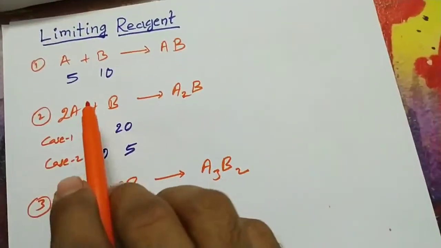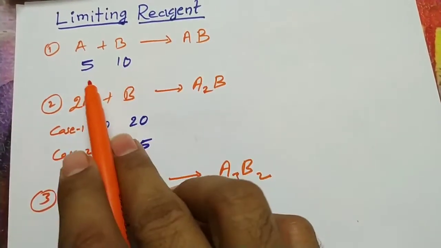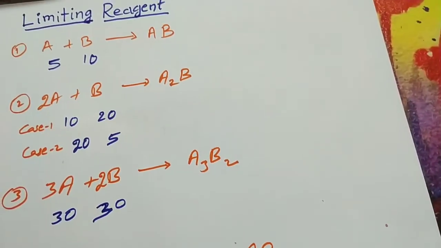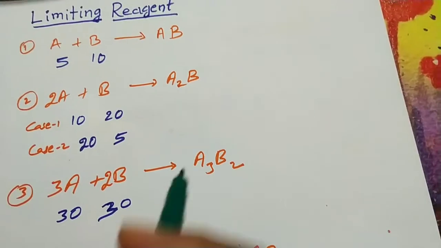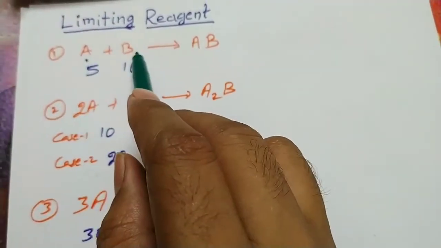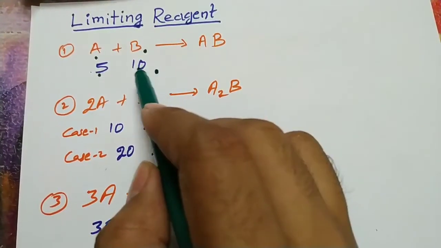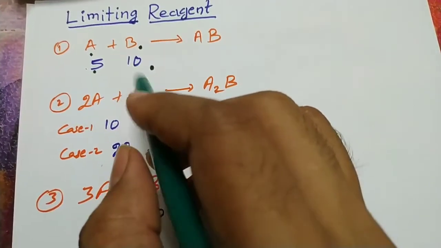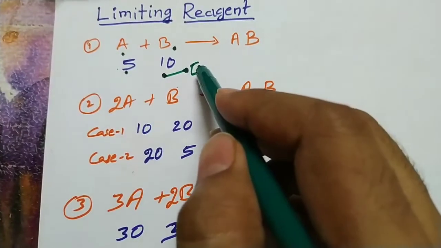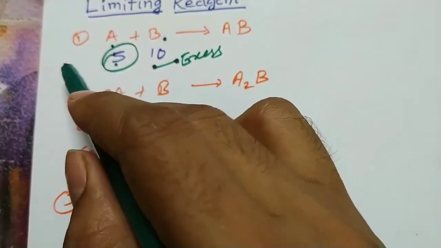See, limiting reagent. A is there and B. A is 5, B is 10. So how many AB will form? According to this equation, if 1 A is there, 1 B is also required. A is 5 means B required is only 5, but B is 10. So that means this B is in excess. B is excess. So what is the limiting? A is the limiting reagent.